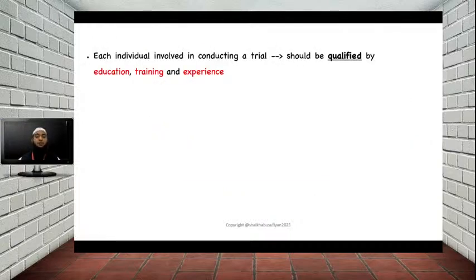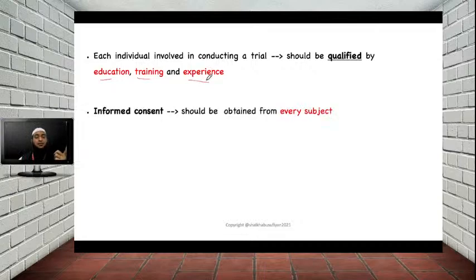Then each individual who is involved in conducting the trial should be qualified by education, training and experience. So this is also one of the ethical principles, and that is also given in the form of the guideline of the ICH. Okay, the next, which is also part of the ethical principles, is that informed consent should be obtained from every subject. So from each and every subject you must obtain informed consent. Without that consent you should not go ahead with the study.